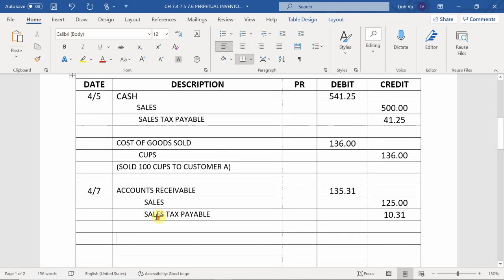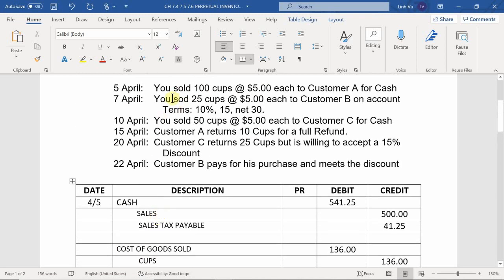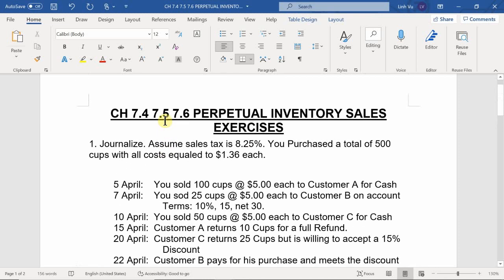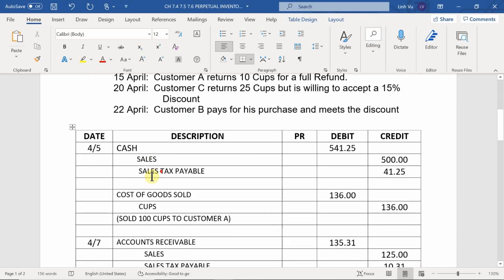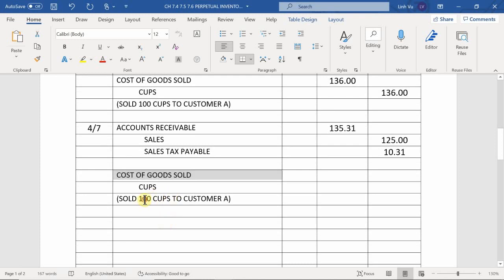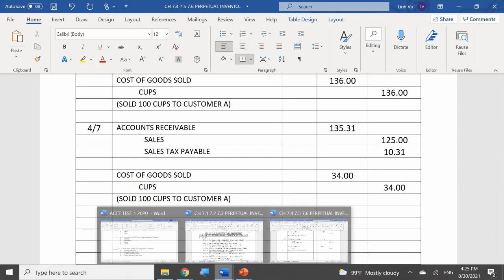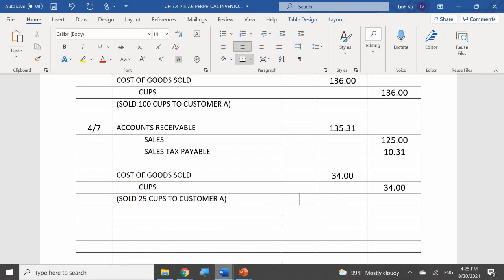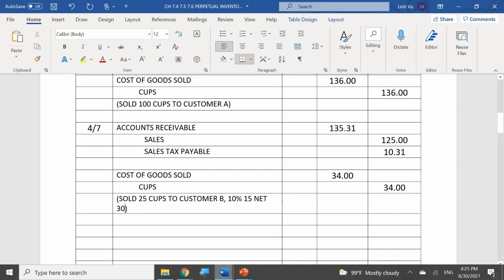And let's go ahead and update the inventory and then we'll put the description afterwards. So we sold 25 cups. So it cost $1.36. So what's the cost of goods sold going to be this time? $34. $34 even. Okay. And this time we sold only 25 cups to customer B, right? I'm going to put that we offered him a 10% discount if he pays within 15 days. If not, it's due in 30. Okay.